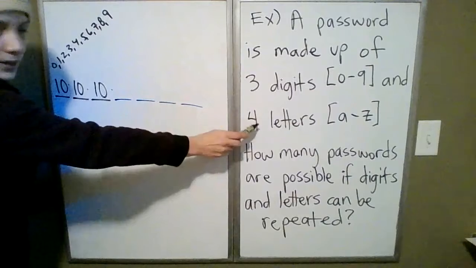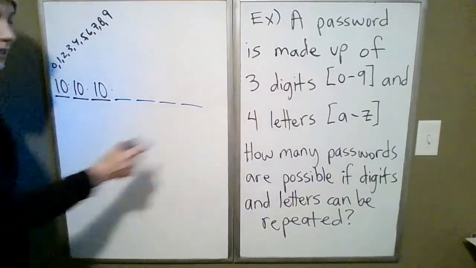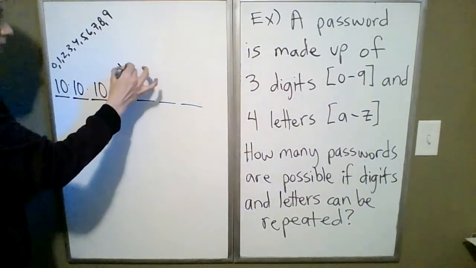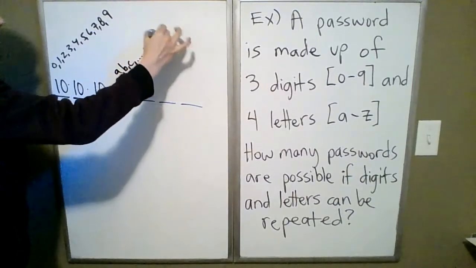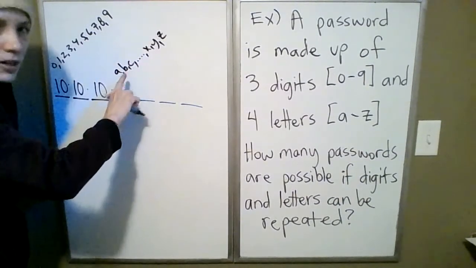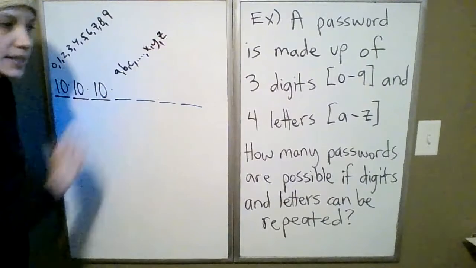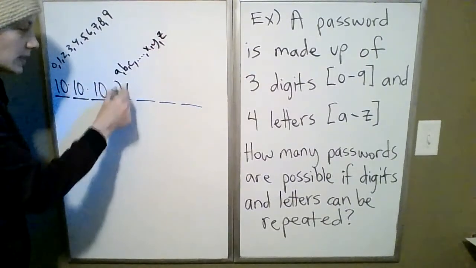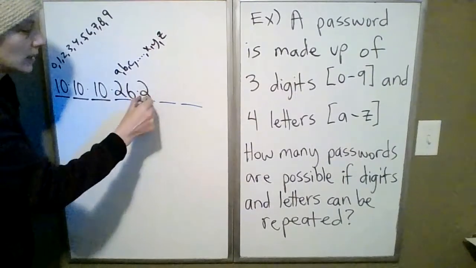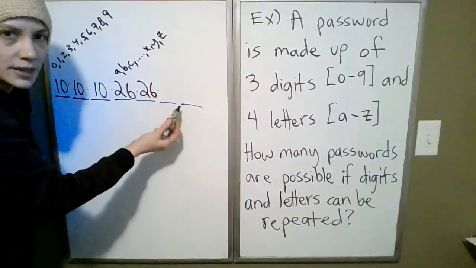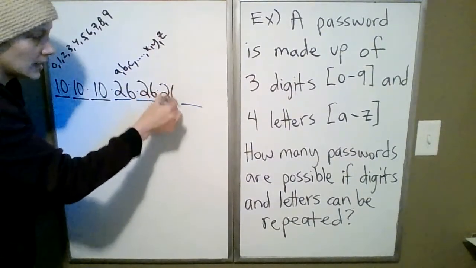All right, now we're at letters. For the letters A through Z, A, B, C, X, Y, Z. There are 26 letters in the alphabet. So 26. And then you can choose from all 26 again. And you can repeat letters. So we have 26 choices here and here.